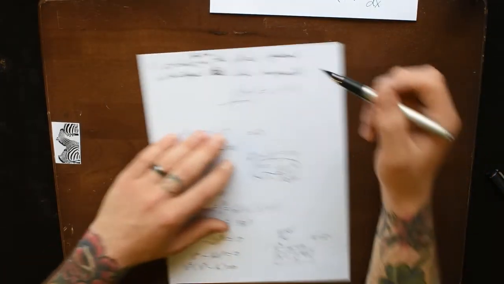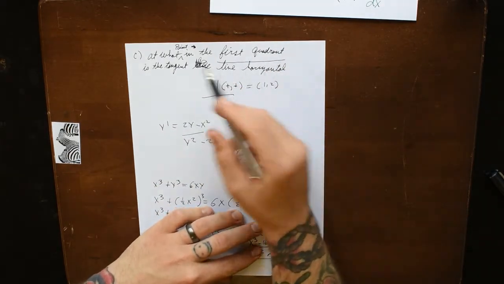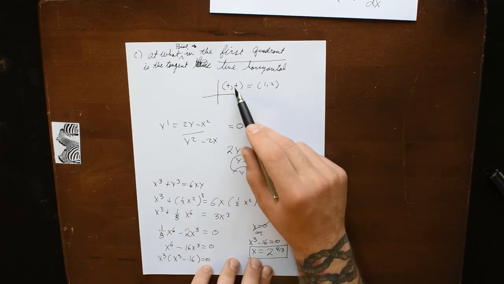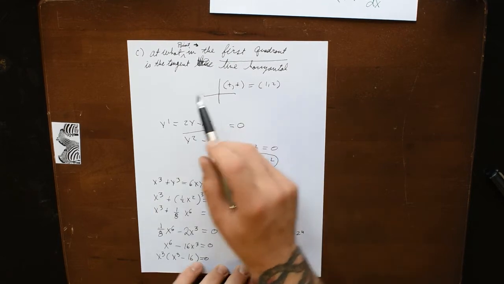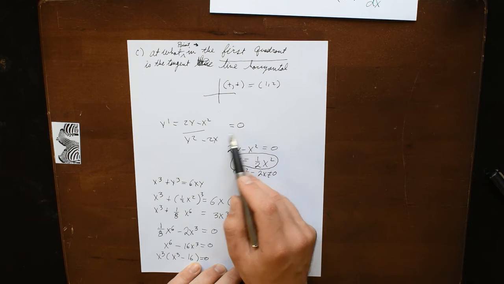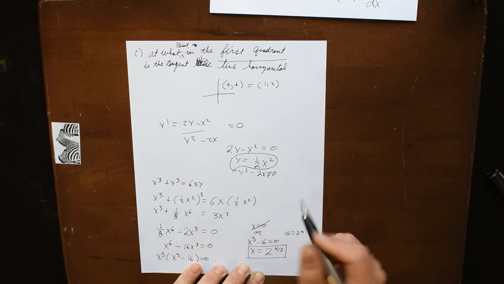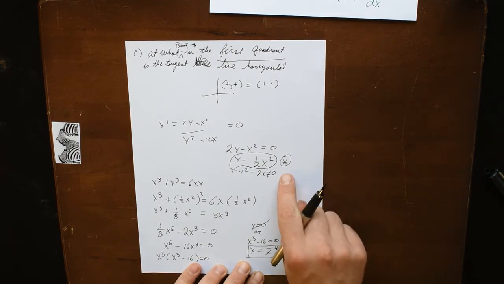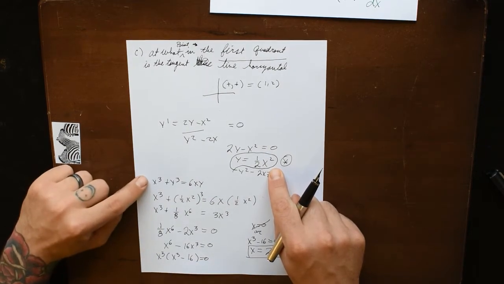Then, we moved on to part C. At what point in the first quadrant, that was important, is the tangent line horizontal? Reminded you that the first quadrant has a positive x and positive y value, and when a tangent line is horizontal, that means the derivative is equal to 0. Well, fractions are equal to 0 when the numerator is equal to 0, and we came up with this relationship. We wanted all the values of x and y that satisfy that relationship that also lie on this curve.